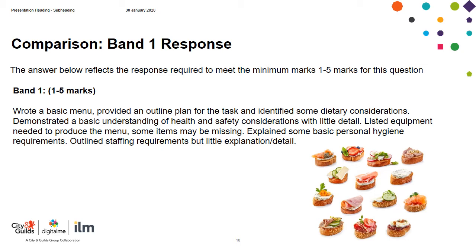On this slide, you can see an example of what reflects the response required in order to meet the minimum marks of 1 to 5 from band 1 for this question. So it's very different to the previous slide, whereas the lower marks, it's about writing a basic menu, providing an outline, identified some dietary considerations, demonstrated a basic understanding of health and safety with little detail, listed the equipment rather than considered. Some items may be missing, some basic personal hygiene was included with very little explanation or detail. So you can see the difference in both of those responses.